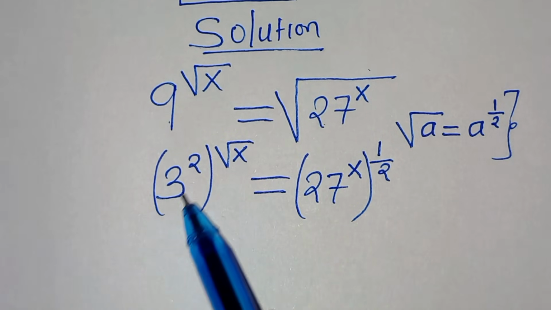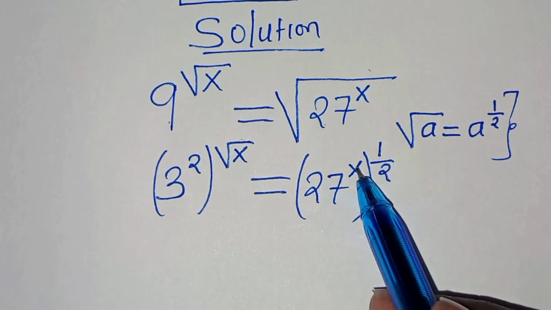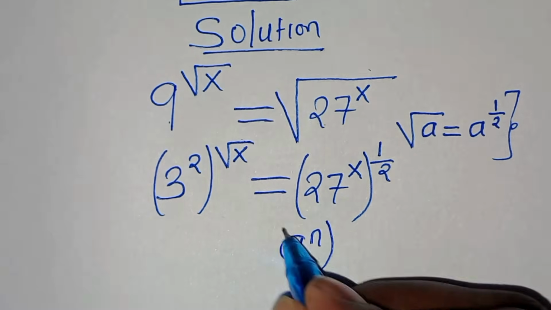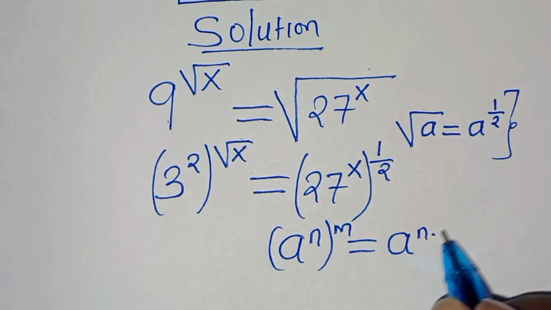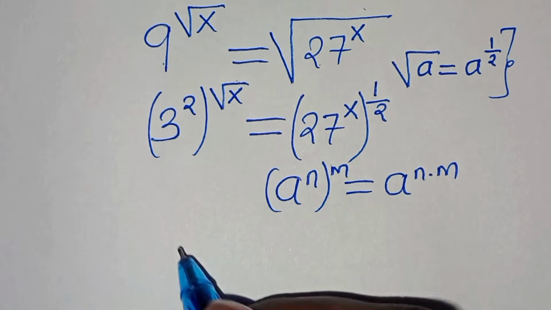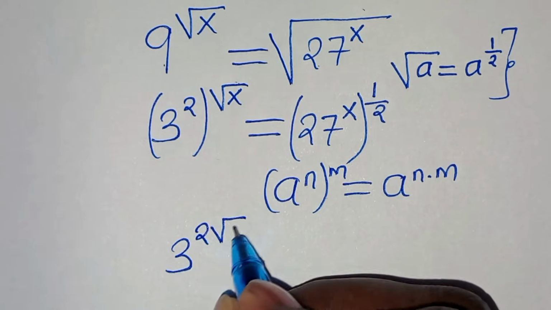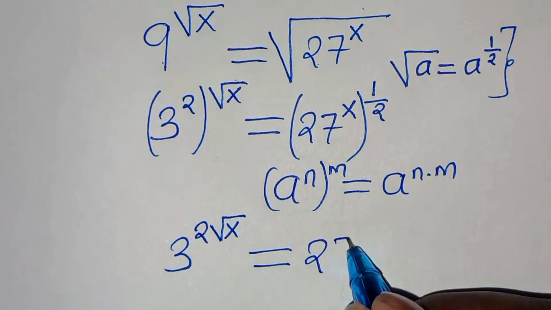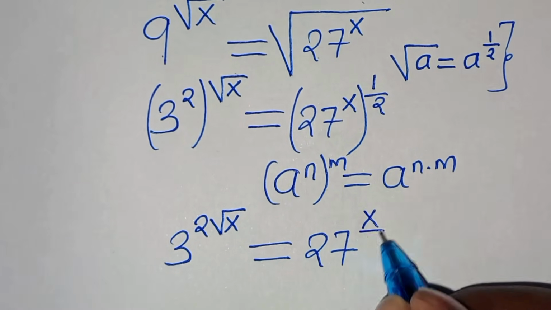Now, 3 to the power of 2 raised to the power of square root of x, and 27 raised to the power of x raised to the power of 1 over 2. This is in the form of a to the power of n raised to the power of m, which we can express as a to the power of n times m. Applying this exponent property, then we have 3 to the power of 2 multiplying by square root of x. This is equal to 27 raised to the power of x times a half, which is x over 2.